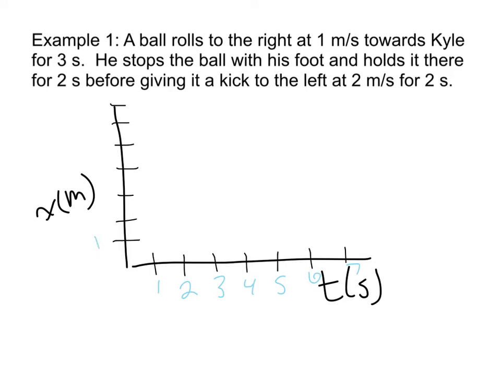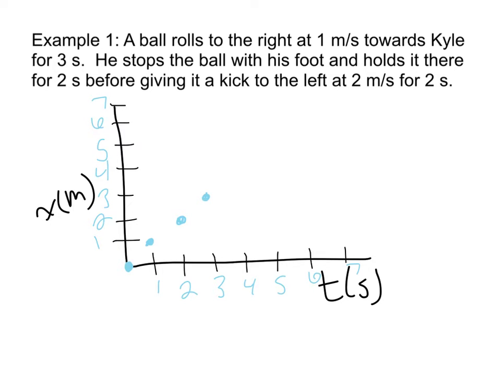It's always important to label the axes, especially if the graph is quantitative, meaning numerical. So it tells us the ball rolls to the right at 1 meter per second towards Kyle for 3 seconds. Because it doesn't give us a position where the ball starts, we can assume that it's starting at the origin. So at 0 seconds it's at 0. At 1 second we're at 1. 2 seconds we're at 2. 3 seconds we're at 3.